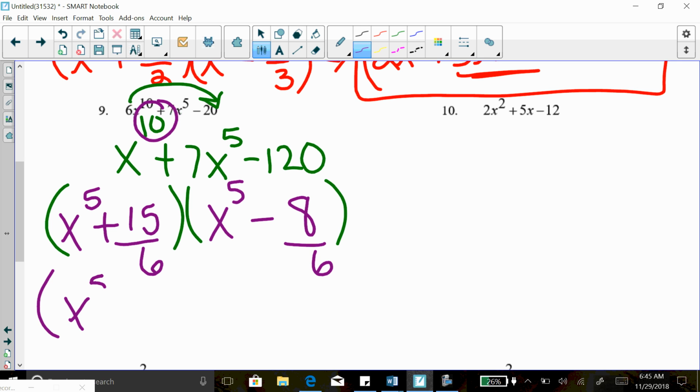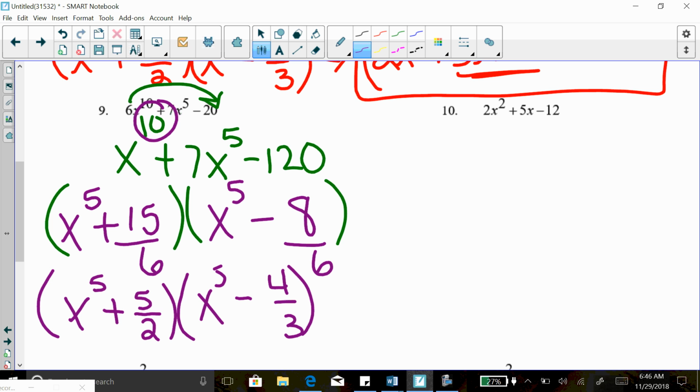Now let's reduce my fractions. Well, I know that 15 and 6 can both be divided by 3. So I'm going to get 5 over 2. And I know 8 and 6 can both be divided by 2. So I'm going to get 4 over 3. Now, unfortunately, 5 over 2 and 4 over 3 cannot divide to give me a perfect whole number.